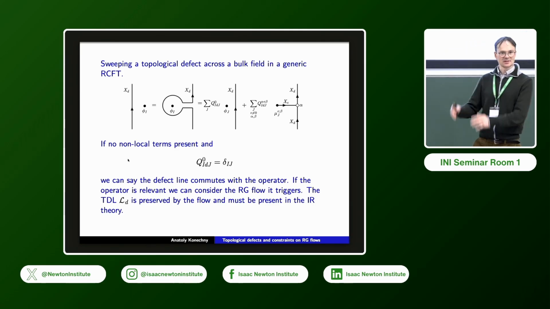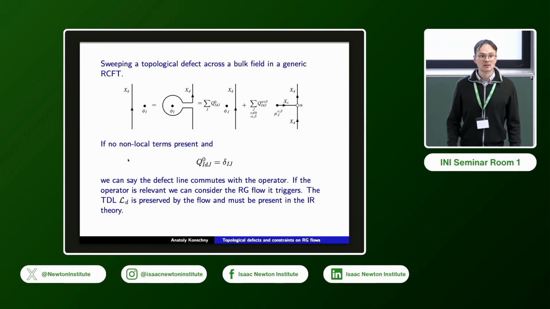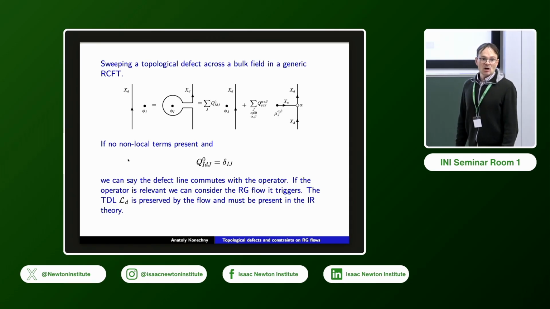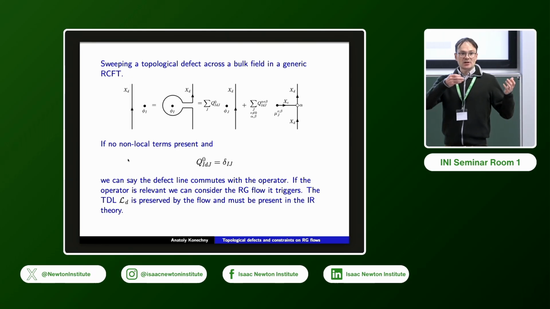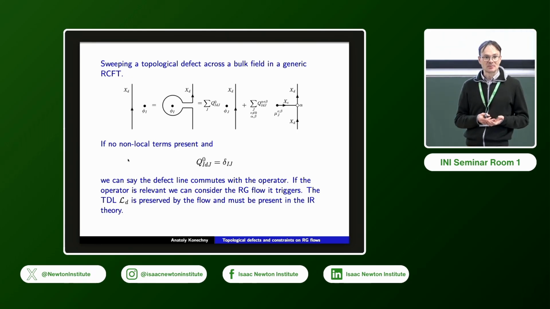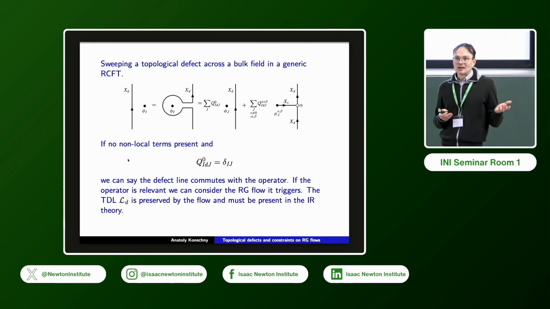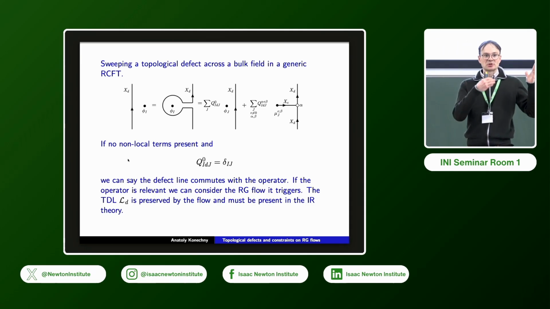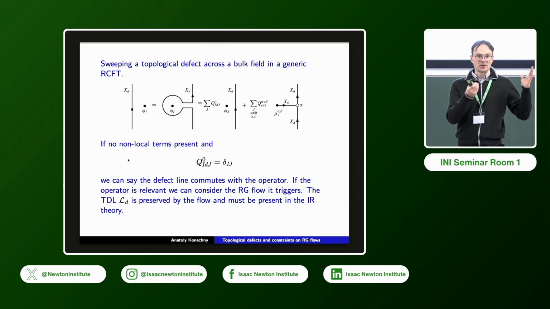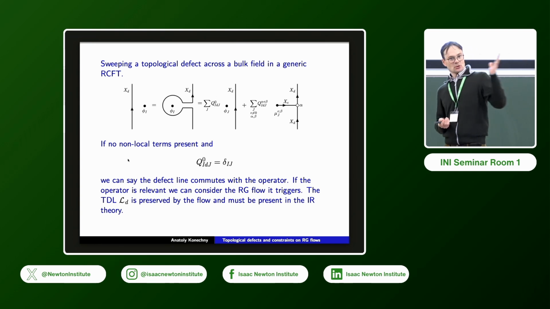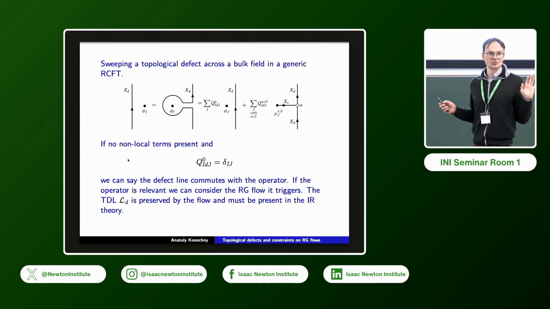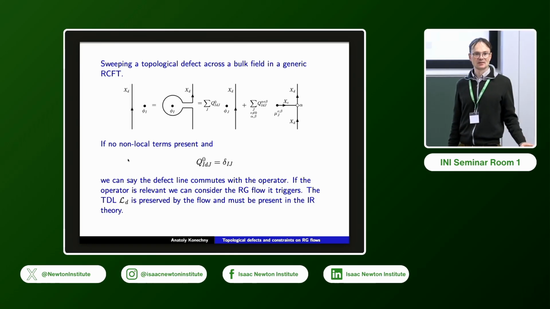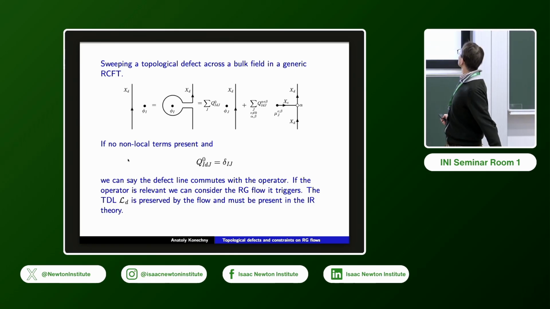So what is wrong if there's a non-local term present? What happens? Well, you want to have a topological defect in the perturbed theory, which means that I should be able to move it through all the local correlators. So I just won't be able to. So it would kill exactly these topological lines, basically.